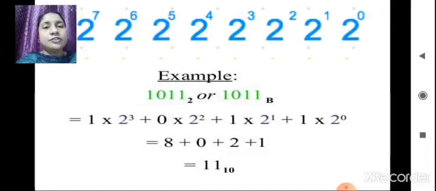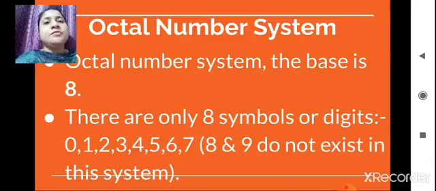Are you all getting what the binary number system is and how it will work? Okay. The next positional number system we are going to see is octal.